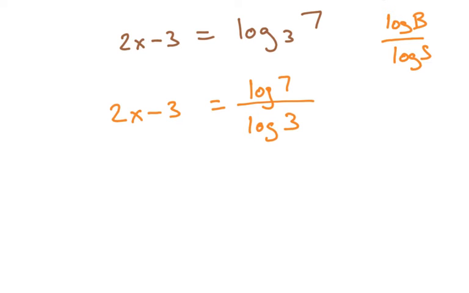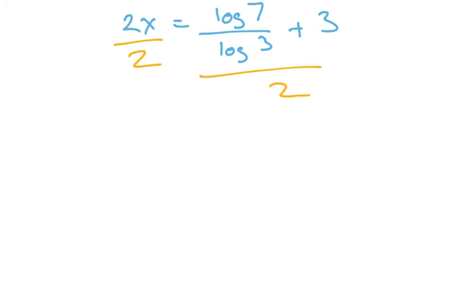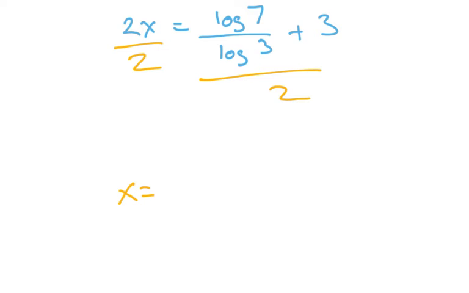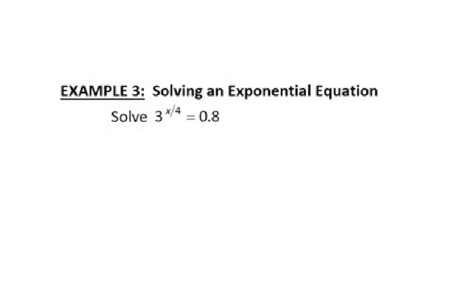So we're just solving. We add 3 to both sides, and we get 2x equals log 7 over log 3 plus 3. To finish this off, all we have to do is divide by 2. This looks crazy, but this is a value: log 7 over log 3 plus 3, all over 2. Now by hand, there's nothing more I can do, but if you had a calculator, you would type it into the calculator. All right, let's move on.